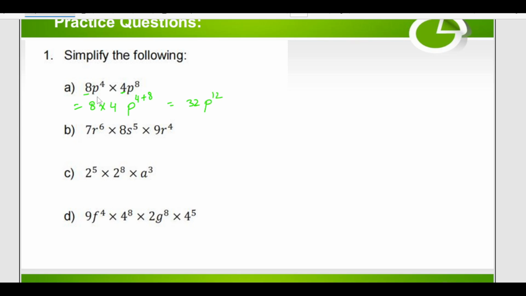Okay. Now, 7, 8 and 9 are the numbers. So I will take the numbers first. 7 times 8 times 9. Now, you see this is r here and we have another r here. They are in multiplication, so we are going to add the powers, 6 plus 4. Then we have s, there is no other s, so it will remain the same, right. So when you multiply, this comes out to be 504 r power, sorry, r, it is not 6.